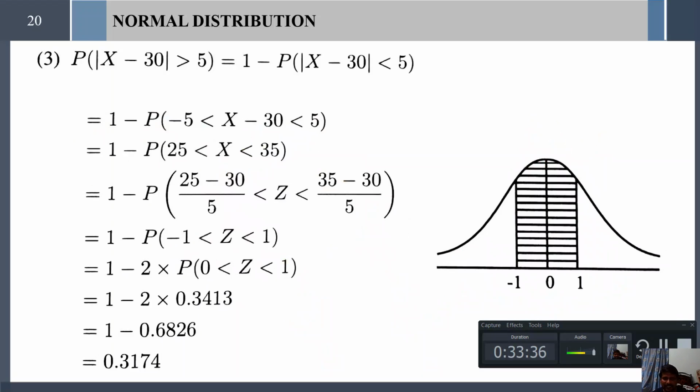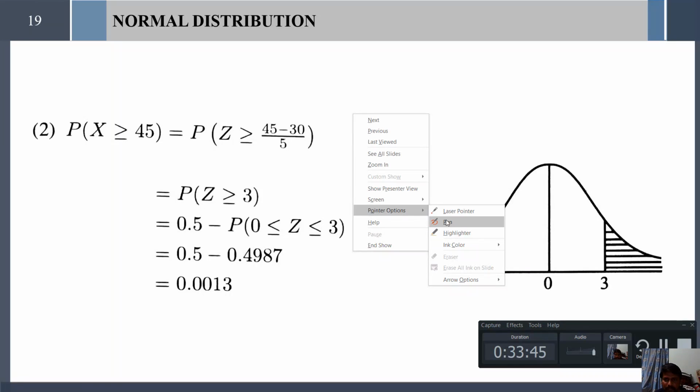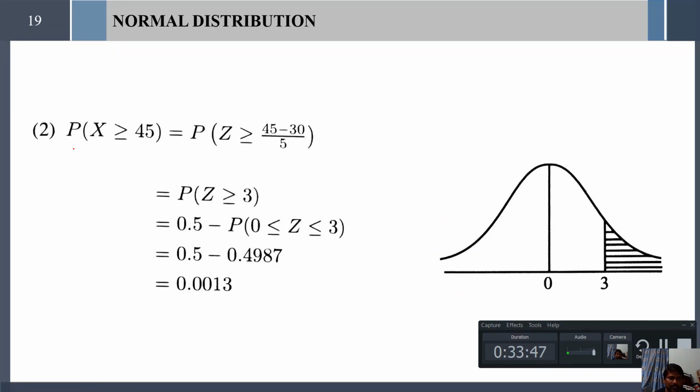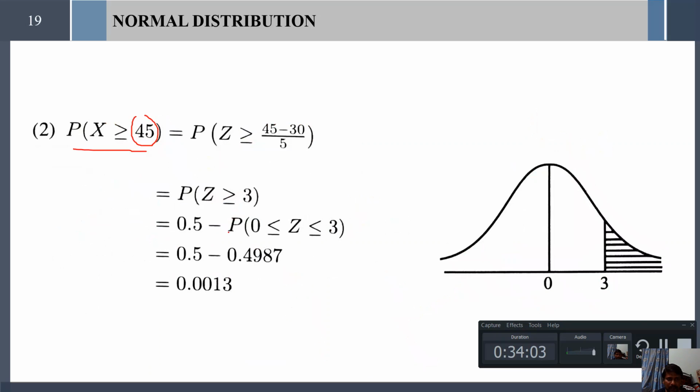Okay, and next, see another slide. Another sub-question: probability of x greater than or equal to 45. So simply substitute x equal to 45 here, as we already know that z equals x minus mu divided by sigma, and the z value equals x minus 30 divided by 5, where 30 is given and sigma is also given. So simply substitute here like this.